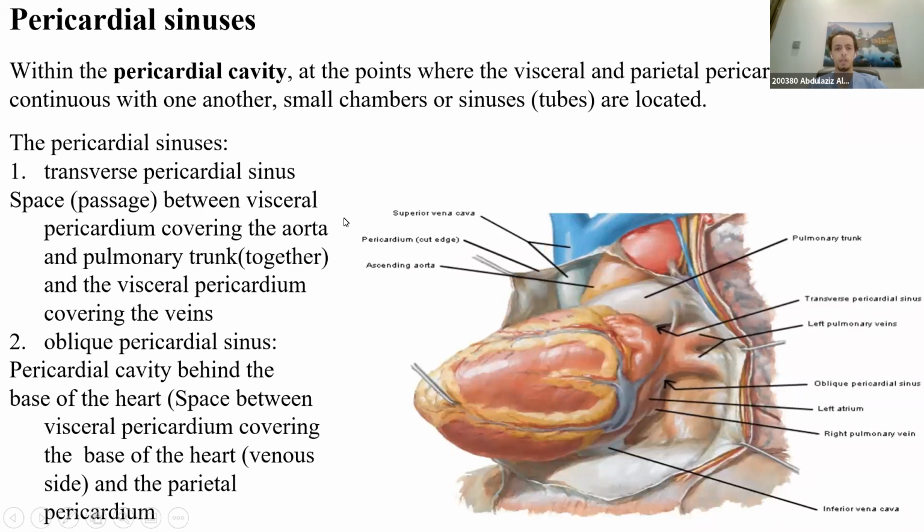Now, the pericardial sinuses, okay? So we have 2 major sinuses, the transverse pericardial sinus and the oblique pericardial sinus. It is very important to understand their location because they can definitely bring you a picture of a model and pinpoint exactly what they will show you, basically an arrow pointing at a sinus, and you must know which sinus it is. So the transverse sinus we can see here is between the visceral pericardium covering the aorta and pulmonary trunk. So you can see right here, this is the transverse sinus. Now the oblique pericardial sinus is behind the heart, okay? And also again between the visceral pericardium covering the base of the heart.